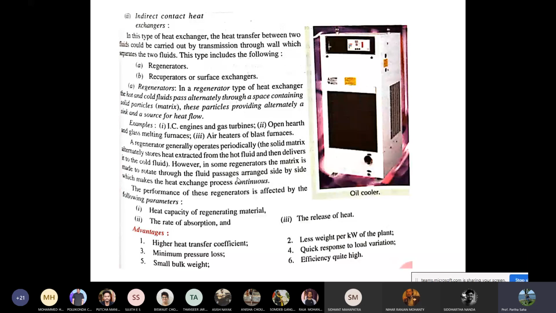The main factors are the rate of absorption, the release of heat, and the heat capacity of the generating material, right? So that is very important: how much heat is going to be stored and how much heat is going to be lost. The heat capacity of the generating material is very important.